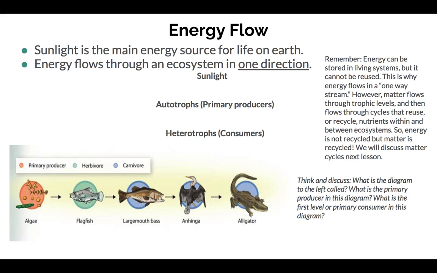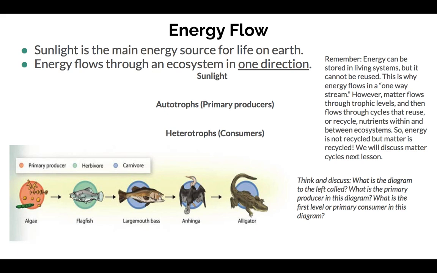So we're going to be talking about energy flow first. So we know sunlight is the main energy source for life on Earth. Energy flows through an ecosystem in one direction. So remember, energy can be stored in living systems, but it cannot be reused. So that's why we say energy flows in a one-way stream. However, matter can be reused or recycled as nutrients within and between ecosystems. So energy is not recycled, but matter is recycled. And we're going to talk a lot more about matter cycles in the next lesson.